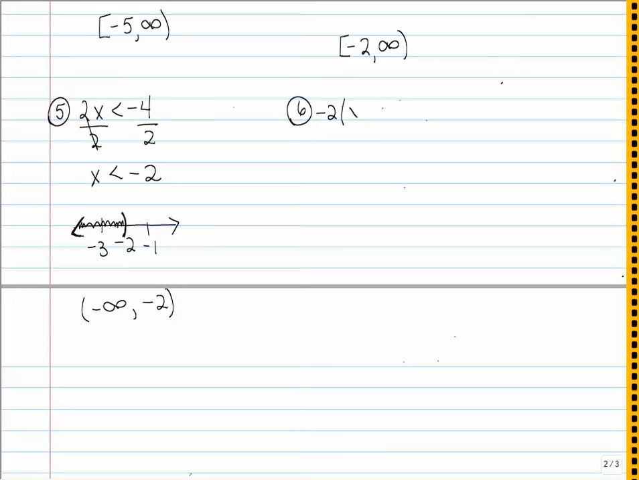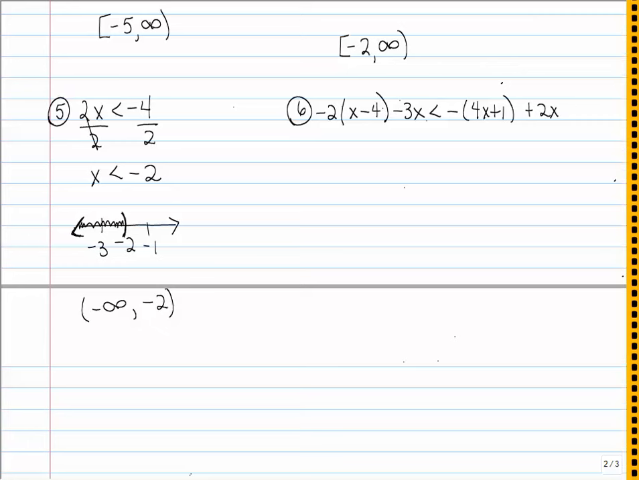So negative 2 times x minus 4 minus 3x is less than negative and then 4x plus 1, in parentheses, plus 2x. And we're going to work it out just like you do an equation. Y'all know how to do this. And you remember those steps we went over last time.